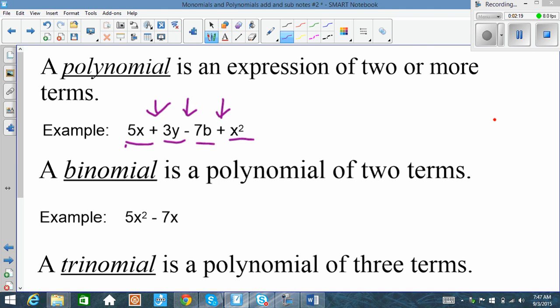A binomial is a polynomial of 2 terms. So again, this is 5x squared minus 7x, where the 2 terms are 5x squared and the 7x. Again, it is separated by the subtraction there. So it is a 2-term and is specifically called a binomial.